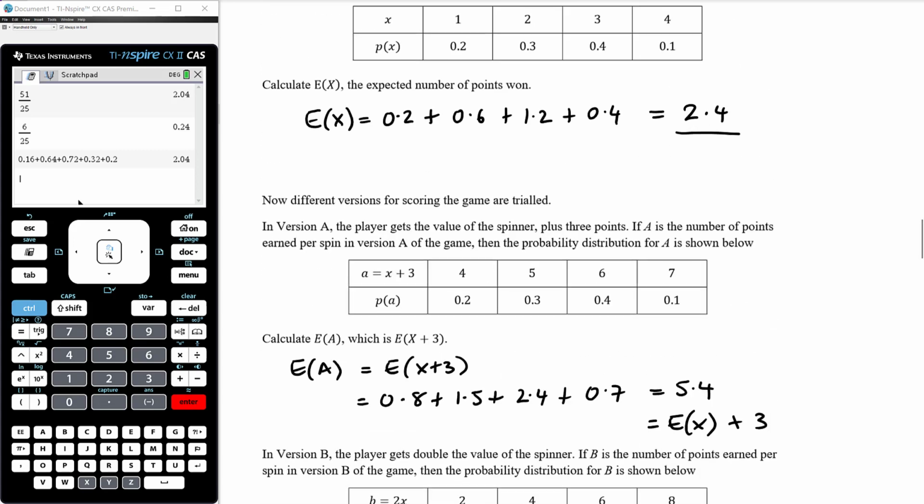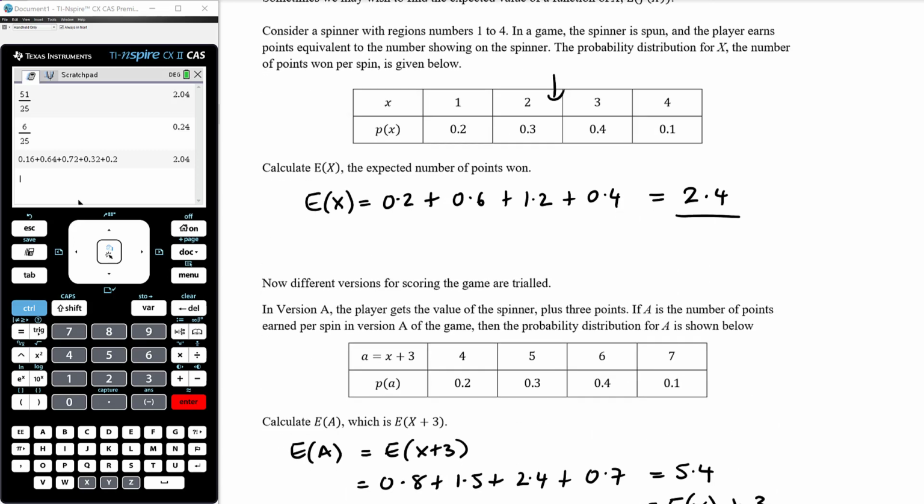Now that makes sense. All we did was add 3 onto all the points values. If the average here was at 2.4, then the average here should be at 5.4.